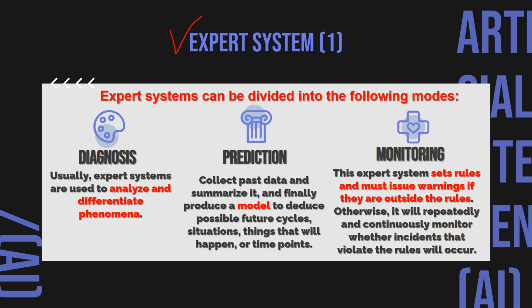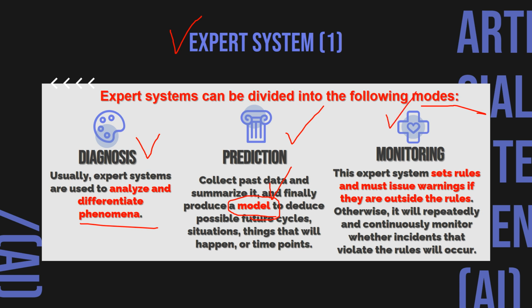And let's move on to the expert system. Expert systems can be divided into the following modes. First mode is called diagnosis. Usually expert systems are used to analyze and differentiate phenomena. And prediction. Prediction can collect the past data and summarize it, and finally produce a model to deduce possible future cycles, situations, things that will happen, or time points. My expertise is on the model, especially human, social science, and also different areas. That's my research expertise on the model.